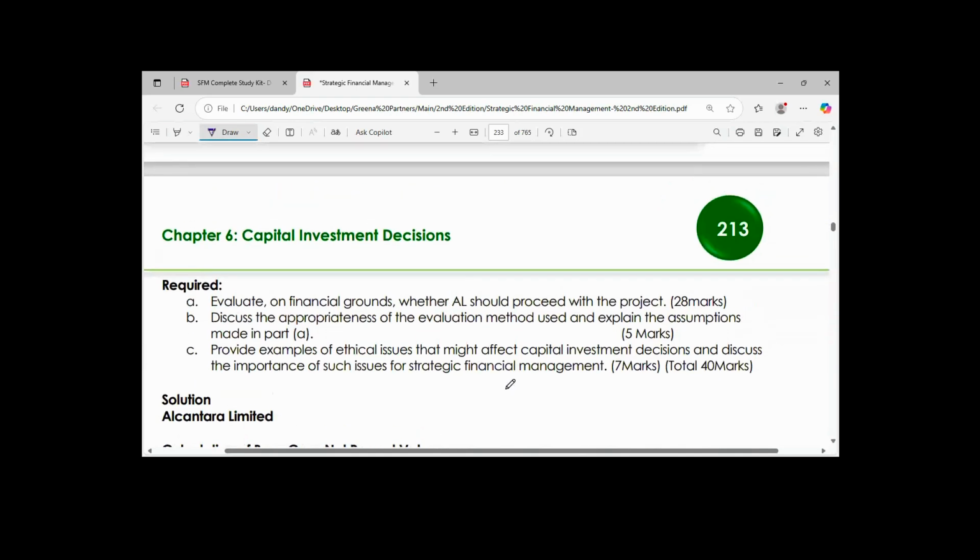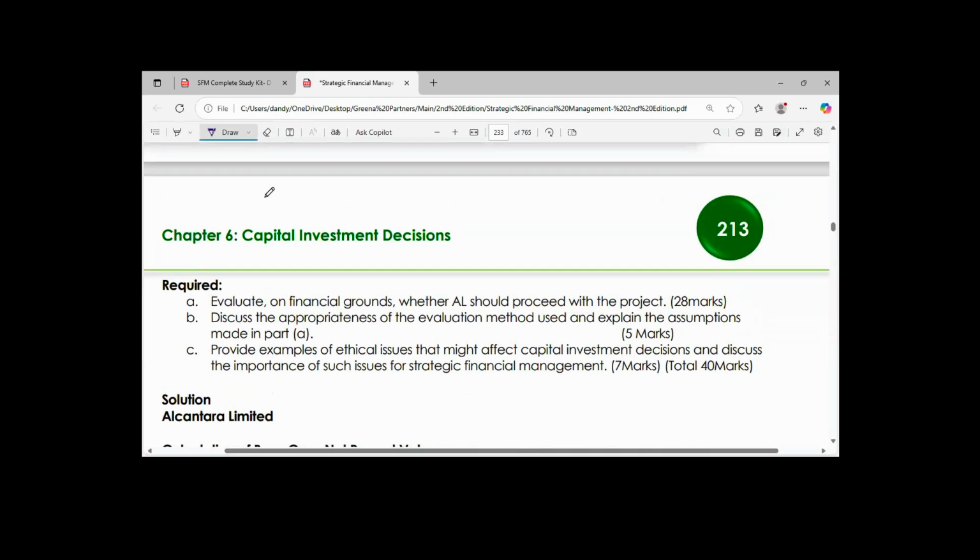Required: A. Evaluate on financial grounds whether AL should proceed with the project. 28 marks. B. Discuss the appropriateness of the evaluation method used and explain the assumptions made in Part A. C. Provide examples of ethical issues that might affect capital investment decisions and discuss the importance of such issues for strategic financial management. 7 marks.